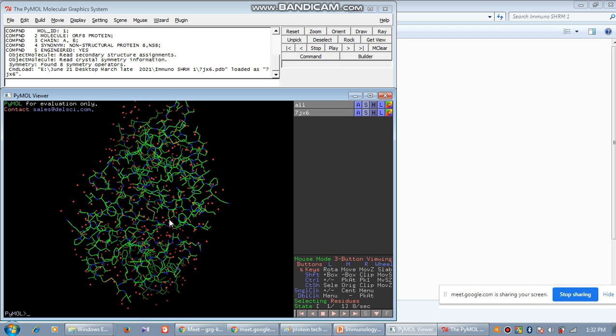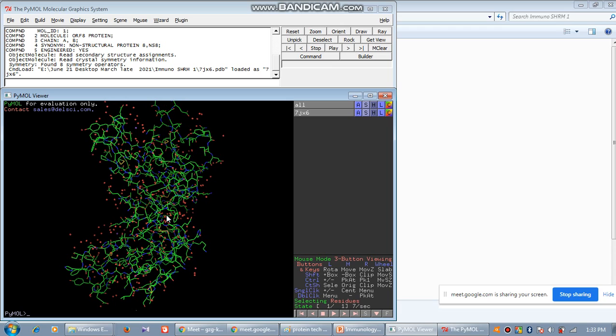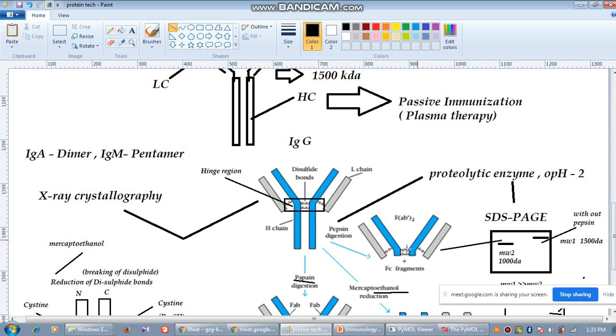But once upon a time it was not possible. In that time, we used to do this kind of thing by experiment only. By doing these experiments only, we would understand what the different domains are.